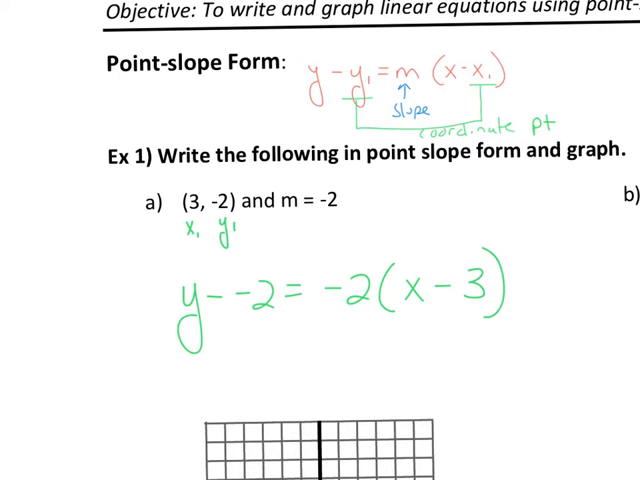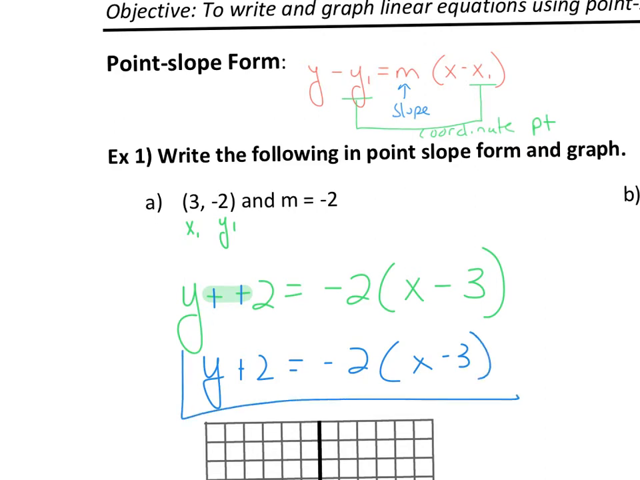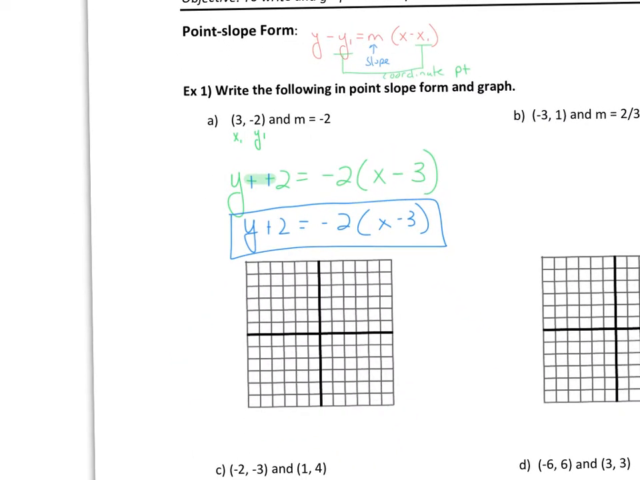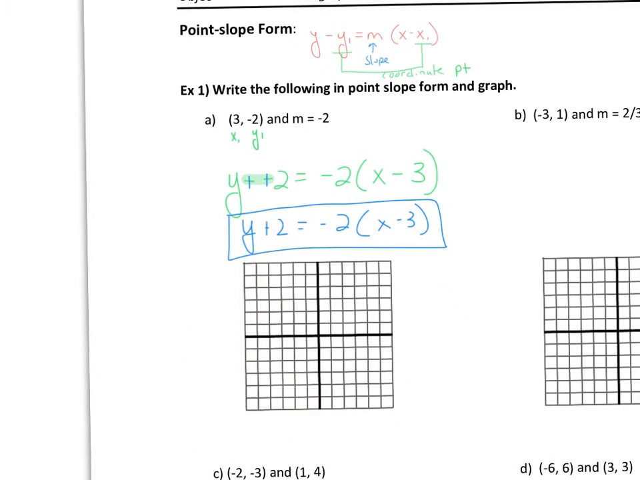The only thing I ask that you do is if you do have a double negative, to go ahead and make sure that we make that a positive. So really we would want y plus 2 equals -2 times x minus 3. And that's your answer. There's no extra work that needs to be done here other than making that double negative a positive. Now when we graph it, I like to just use the information that they've given us. There's a lot of ways to graph, but what I like to do is just use this guy.